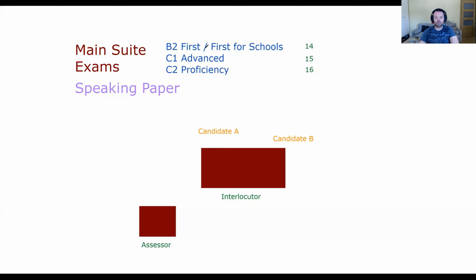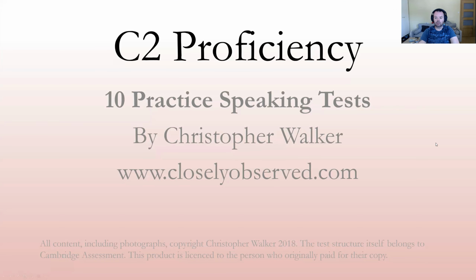Okay, so we've looked at B2 First for Schools, we've looked at C1 Advanced. We've seen that the 2 tests are broadly similar. There are some small differences between them, but what about C2 Proficiency? Well, it's quite different. So let me bring up an example for you. And here we go. So this is the C2 Proficiency speaking test pack that I've produced.